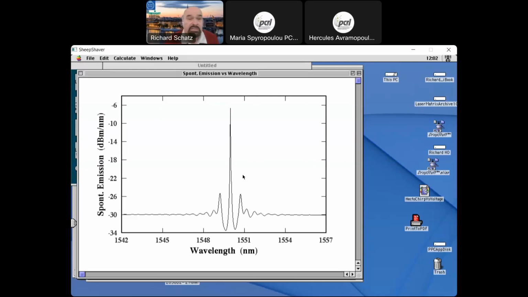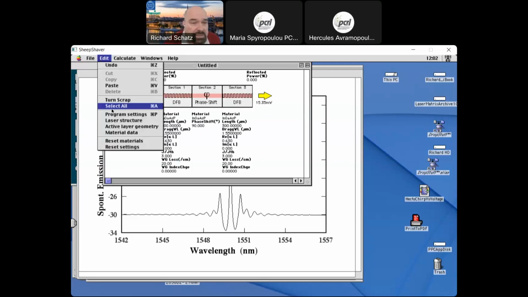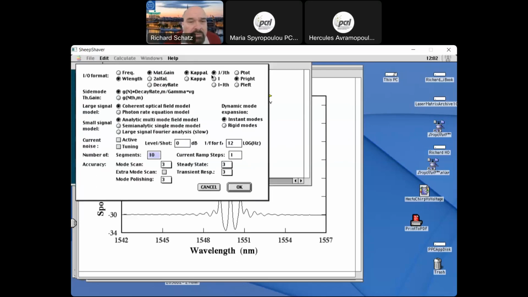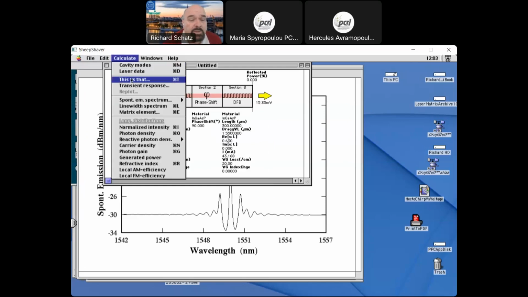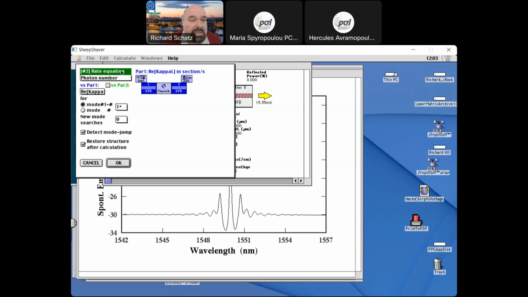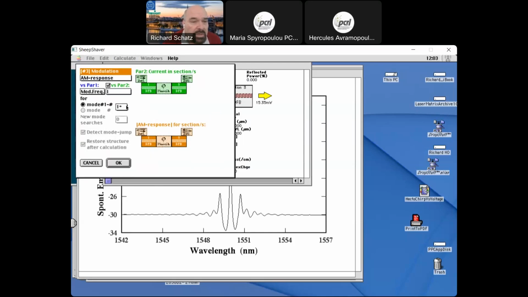Then we can calculate the modulation response of this. Now this laser works quite well. Then I change again here to current in order to have current instead here. So then I increase the current here and look at how the modulation response of this device will look. So I go to the modulation menu here and calculate the modulation response versus the current in these two sections. And then I can include several modes.